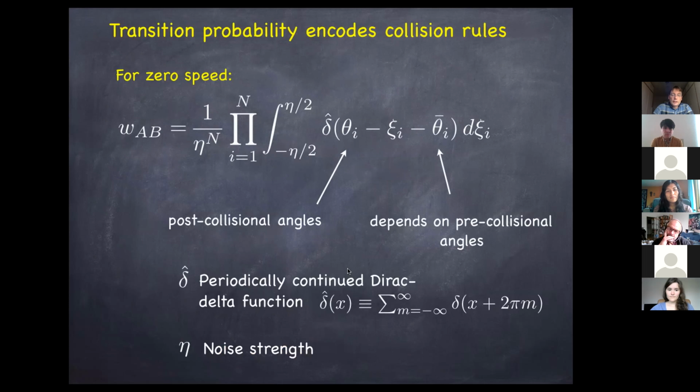They're not actually delta functions, they're periodically continued delta functions because the angle is periodic with a period 2 pi. But for now let's just see them as delta functions. And what's in here as the argument in the delta functions is the collision rule. So that what's in here is only 0 if the collision rule is fulfilled. That means that the new angle theta is equal to the average angle plus the noise.